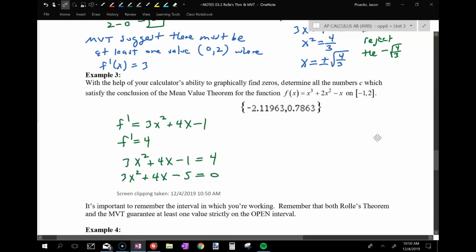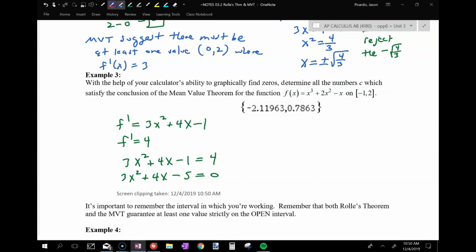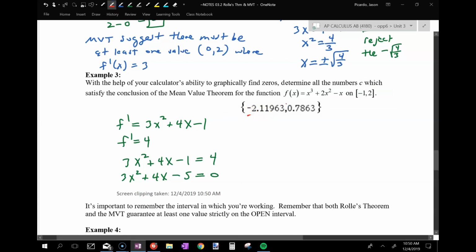What's wrong with one of them? Outside of the what? Outside of the interval. So we're going to get rid of this one. This one's no good.